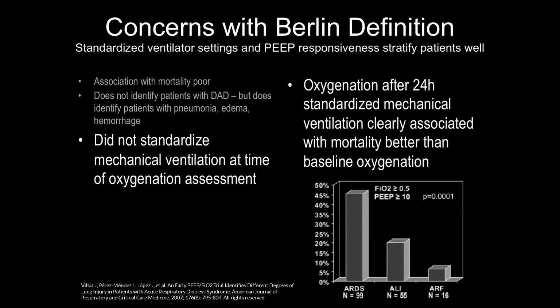An important point was that you either didn't account for mean airway pressure in the definition, by using something like the oxygenation index, or you didn't use standardized ventilator settings. And Jesús Villar has taught us really nicely that if you put patients on standardized ventilator settings, particularly with a PEEP greater than 10 and an FiO2 greater than 0.5, and wait 24 hours, patients stratify better, more cleanly, with those criteria than they do from their baseline P/F ratio. And I think this is an important observation.